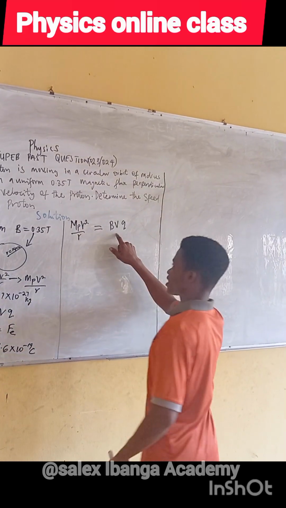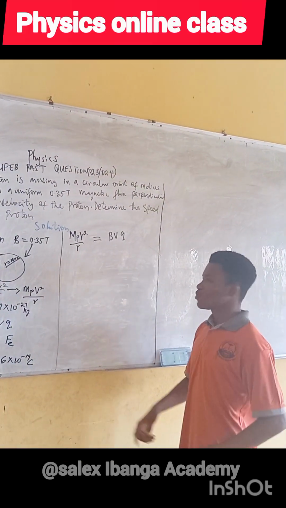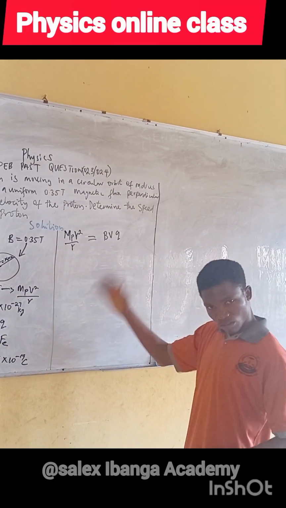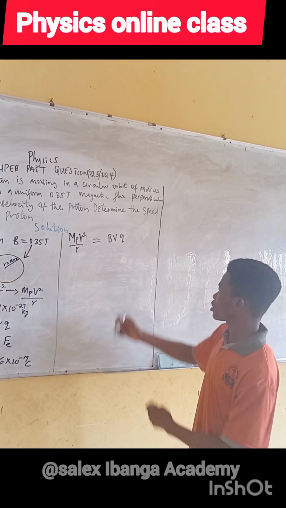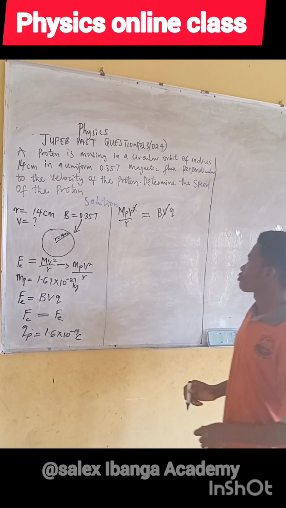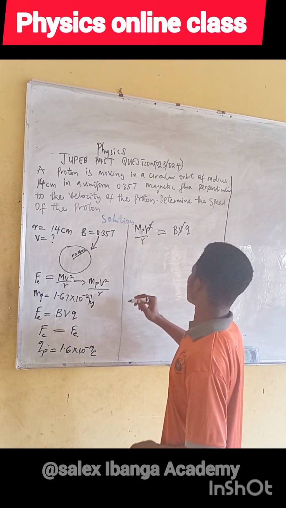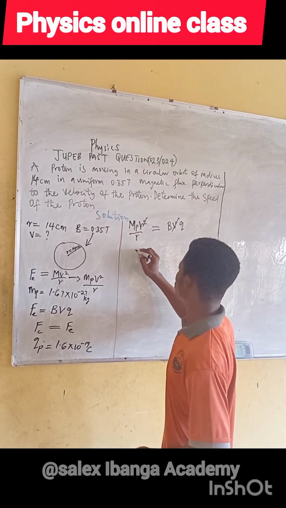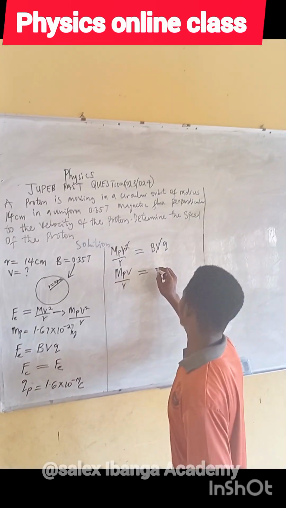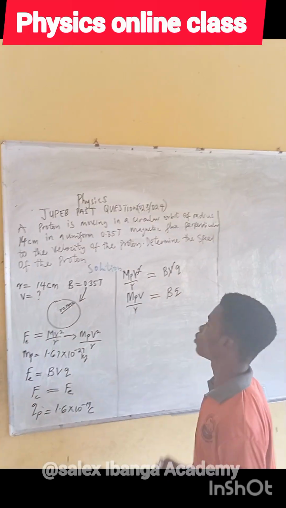So now at this point, we are plugging in all the values. We are looking for V, but V is here. What do I do? I can factorize. Because I'm looking for V, this equation will be used: mv over r equals BQ.